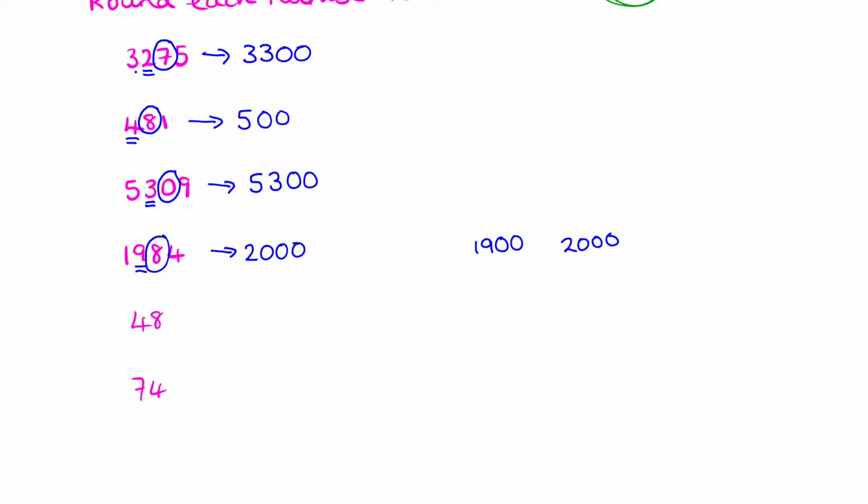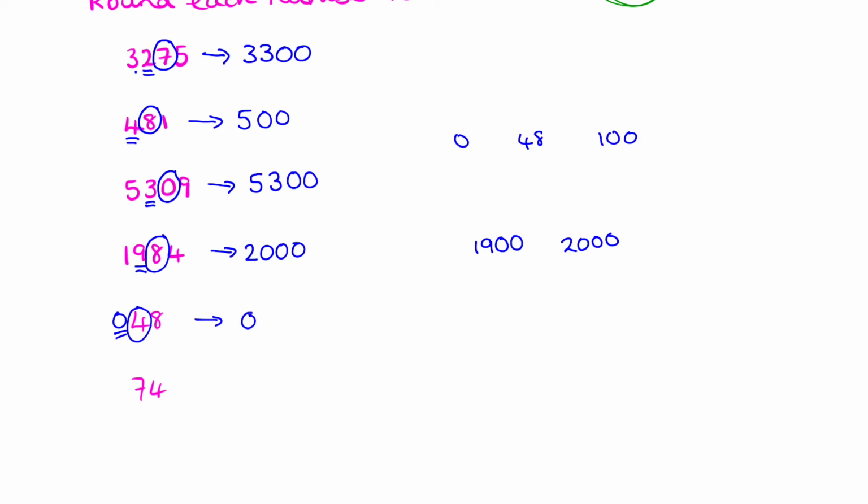Okay, next one, 48. So where's the hundreds digit in 48? Well, it's there, isn't it? There's no hundreds. So we either leave the 0 as it is, or we move it up 1. But the 4 tells us to leave it as it is. So 48 to the nearest 100, remember that 48 is in between 0 and 100, isn't it, on the 100 times table? And it's closer to 0. So when you round 48 to the nearest 100, you get 0.